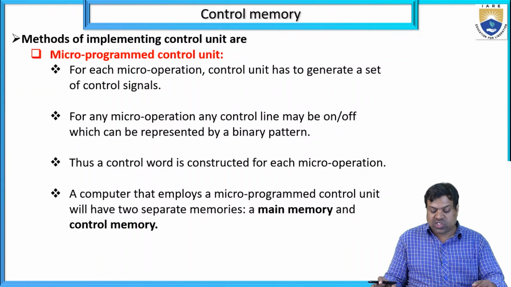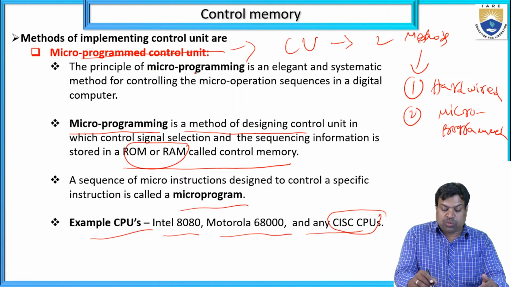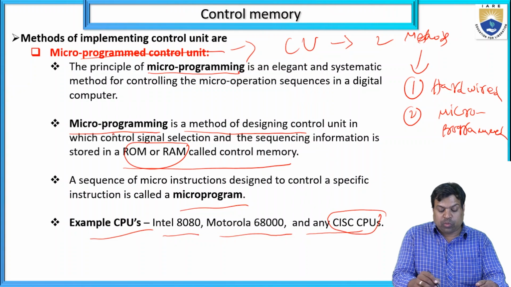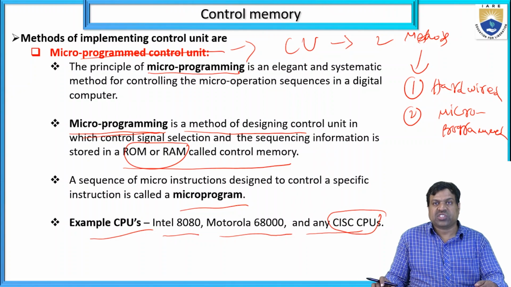Thus, a control board is constructed for each micro operation. A computer that employs a microprogrammed control unit will have two separate memories, a main memory and a control memory. In the previous microprogramming discussion, we covered what microprogramming is, how we execute it, and the examples discussed in this slide.